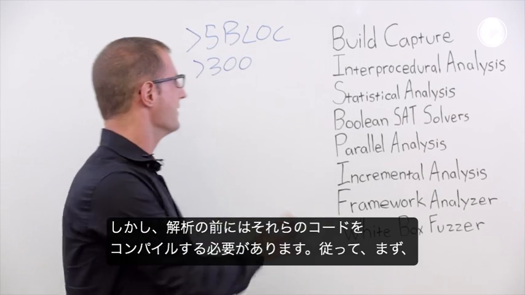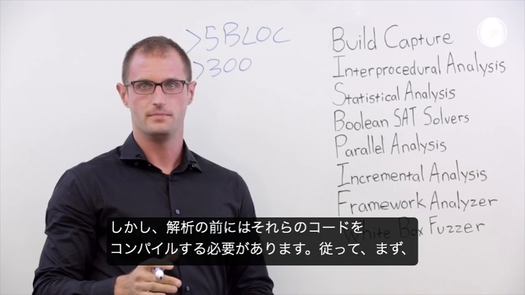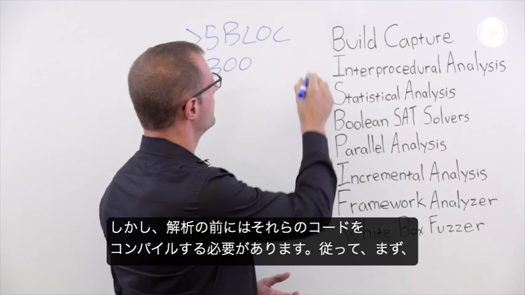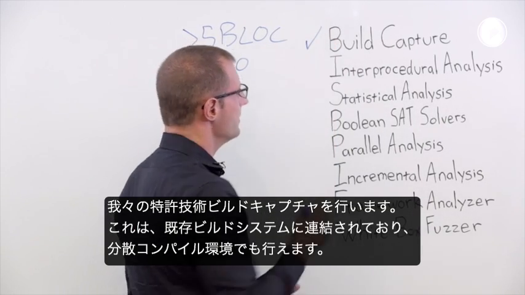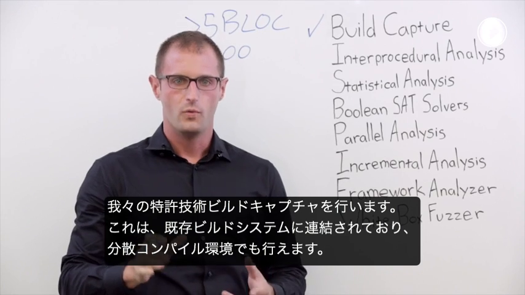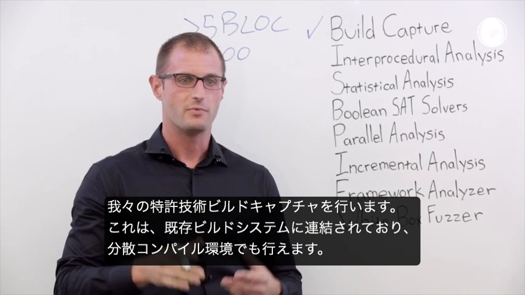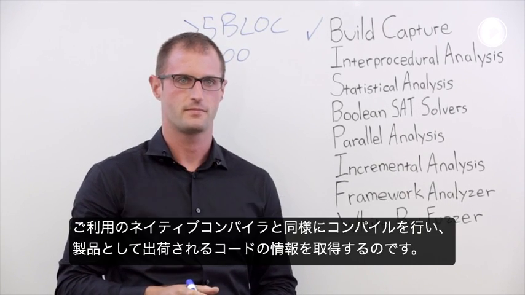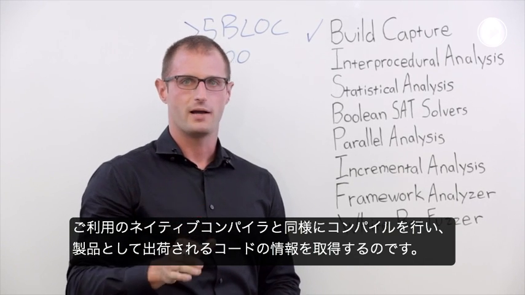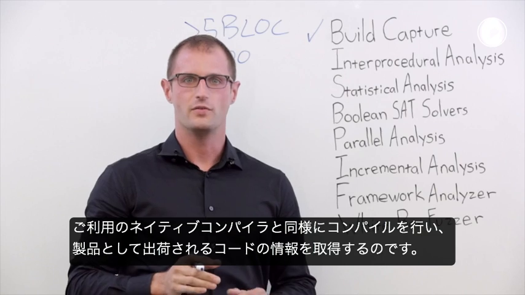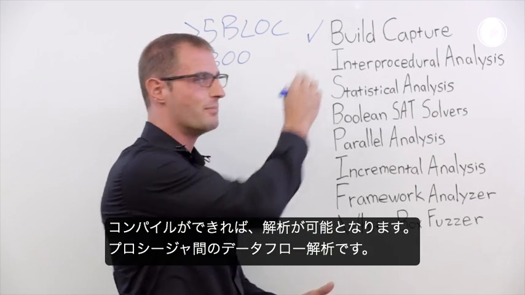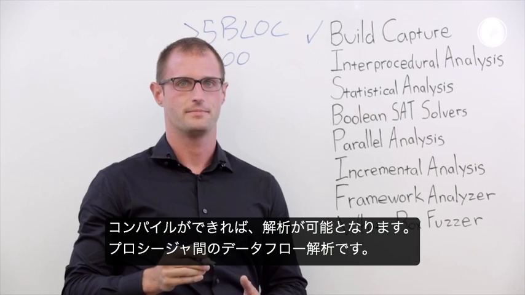But before we can analyze this mountain of code, we have to compile it. So we start with our patented build capture technology. This integrates seamlessly with your existing build system and performs an authentic compilation. What that means is it compiles your code just like your native compiler does, and we catch everything that goes into your shipping executables. Now, once we've compiled it, we're ready to analyze.